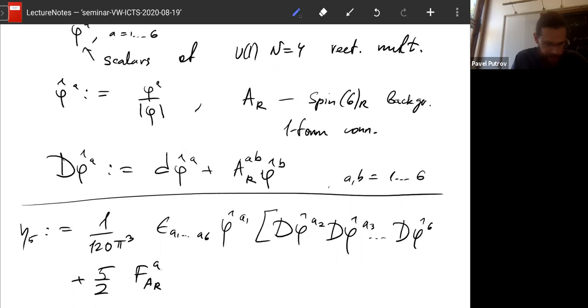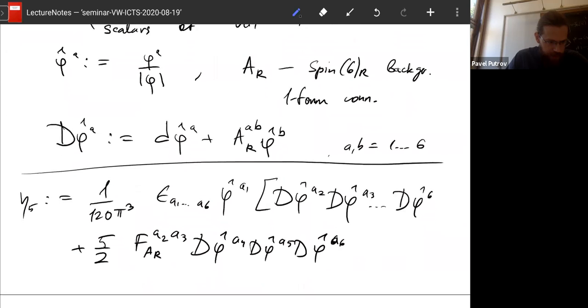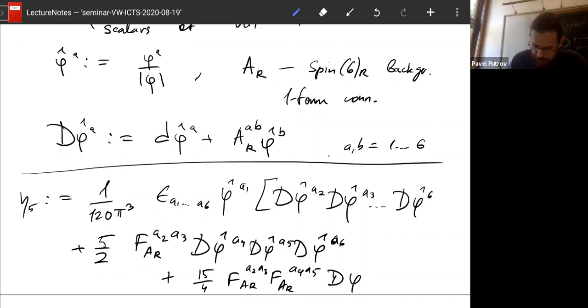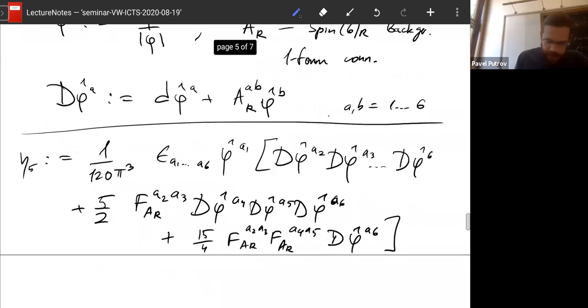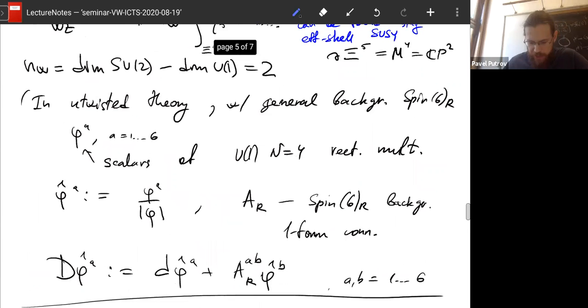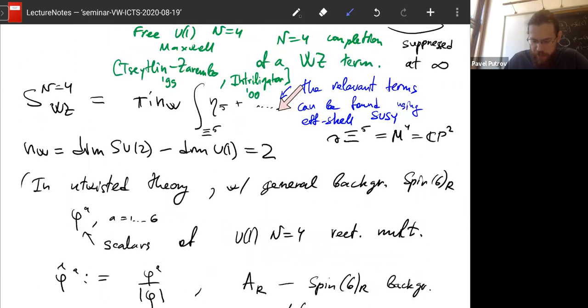F_R is the gauge field strength corresponding to A_R, the background R-symmetry. Okay, so there is an explicit expression for this eta 5, and then I can use it first to translate it into the twisted theory, and then use off-shell supersymmetry to find the remaining terms here.